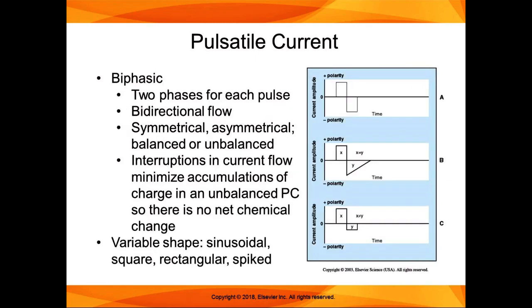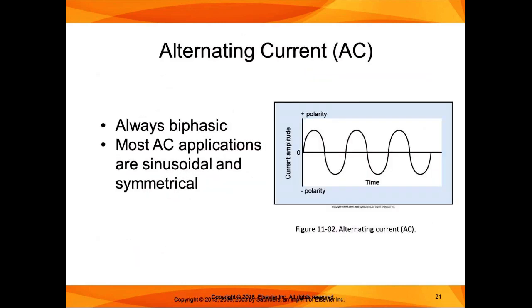With biphasic current, there are two phases for each pulse. So there's a negative and a positive. So it's a more balanced flow. There are lots of different types of pulsatile current, and we're not going to worry too much about asymmetrical versus symmetrical. Those are actually set up on the device that we use. So you don't have to choose whether you're going to be balanced or unbalanced or symmetrical or asymmetrical. The device you use determines that. So alternating current is always biphasic. Most alternating current applications are sinusoidal and symmetrical, and they tend to be more comfortable.